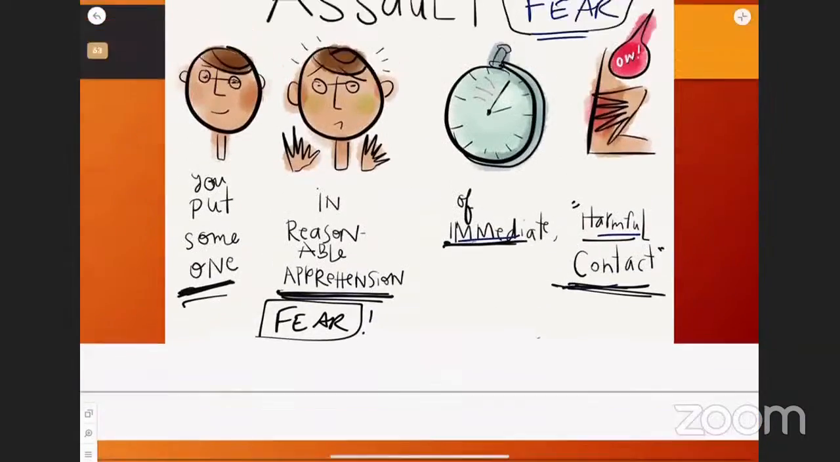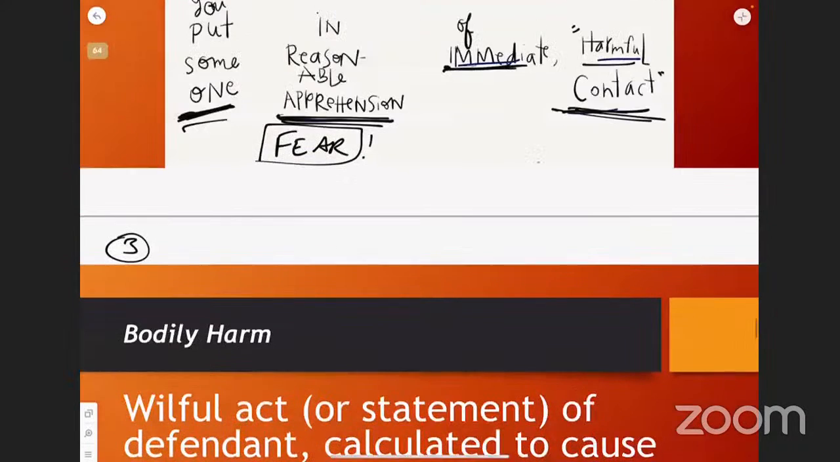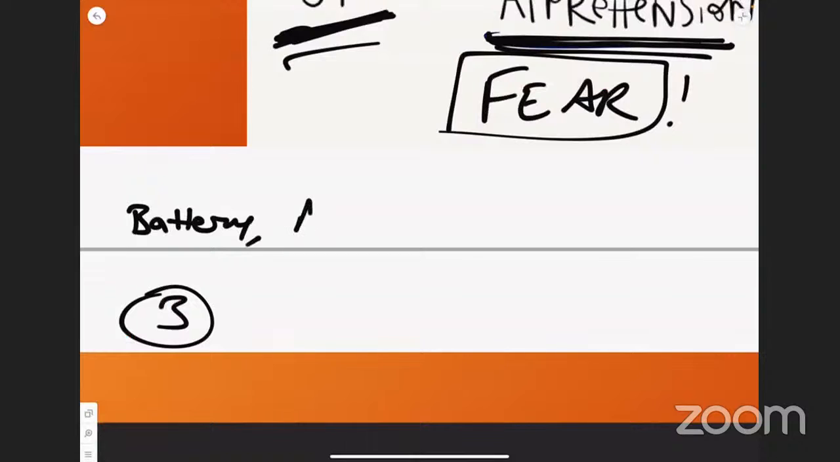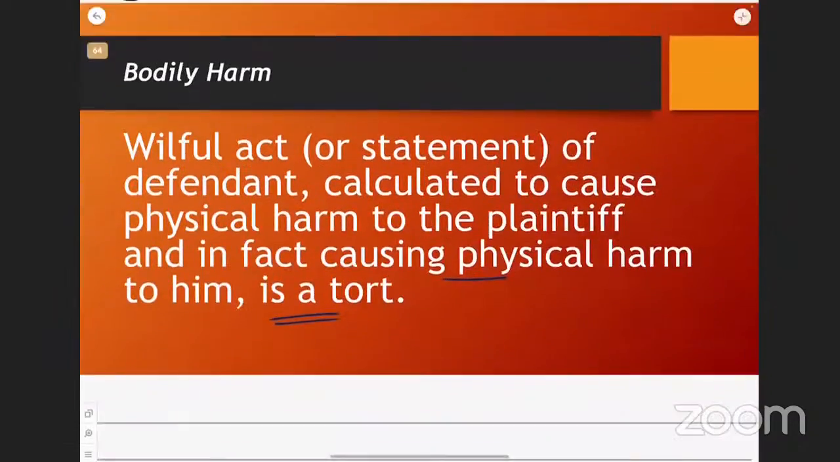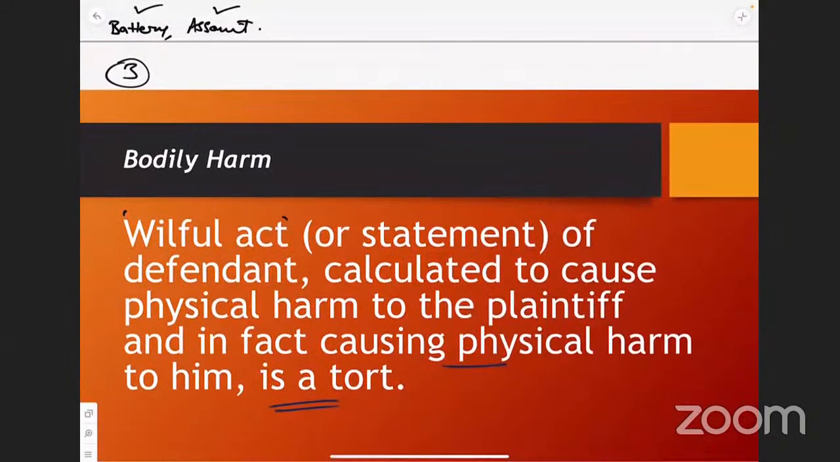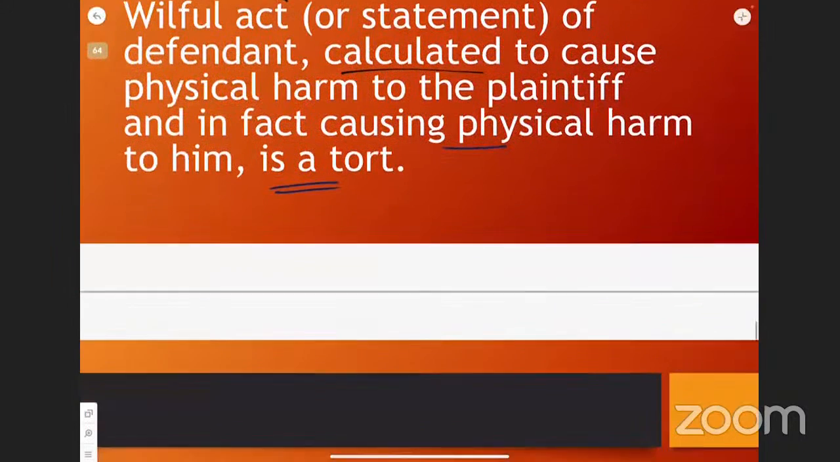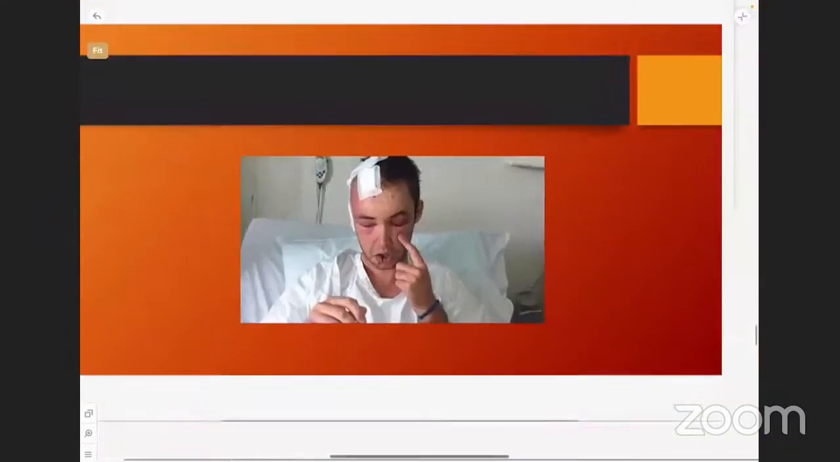Bodily harm: a willful act or statement of the defendant, calculated to cause physical harm to the plaintiff and in fact causing the physical harm, is a tort. So what is the first one we studied? The first one is battery. The second one we studied is assault. Here there is trivial force, and there a fear that I'm going to punch you or hit you. In bodily harm it is a willful act, where there is a calculated effort to cause physical harm. It is a calculated effort. So after you commit bodily harm, that person will be punched.